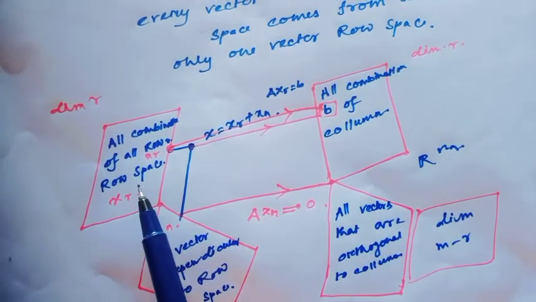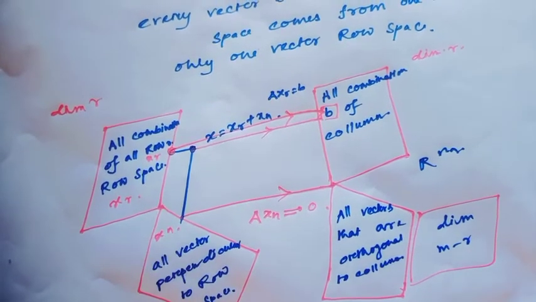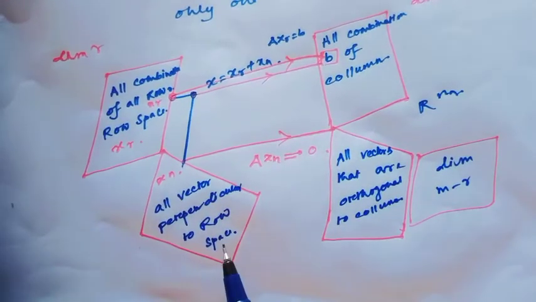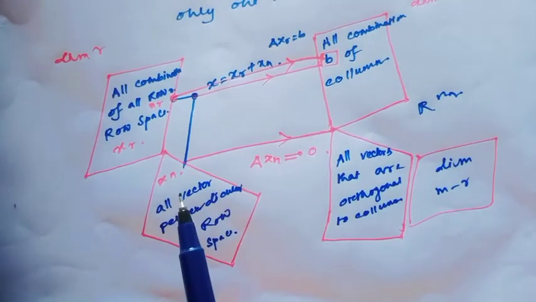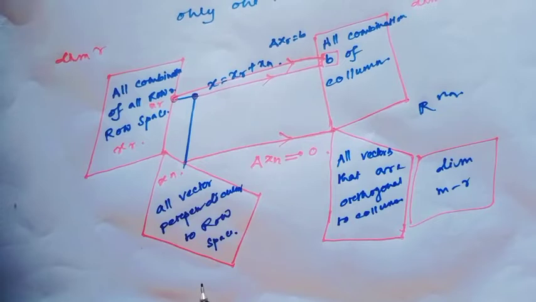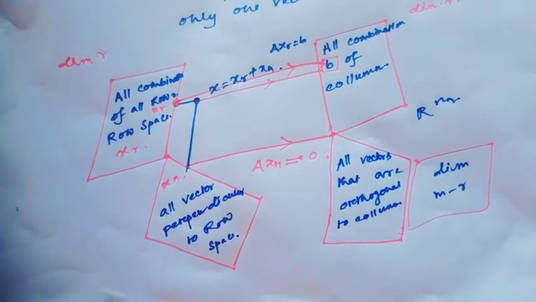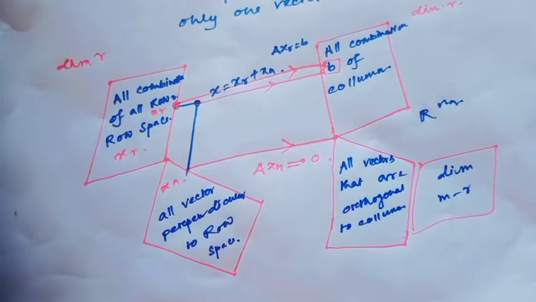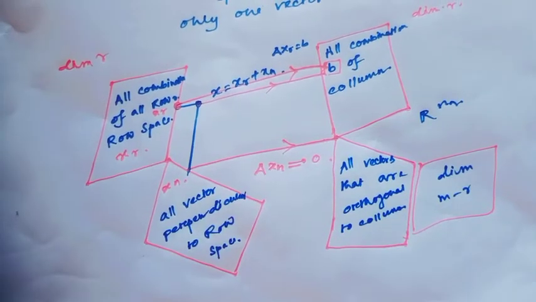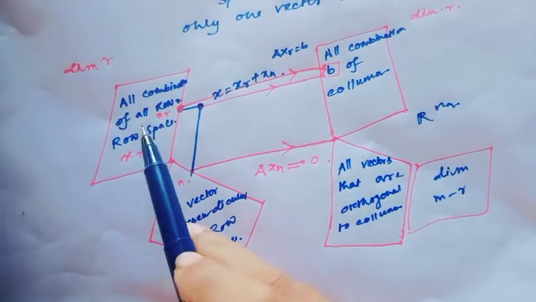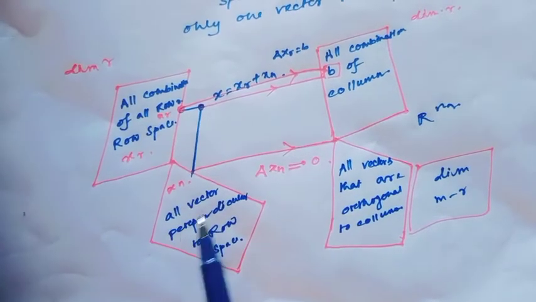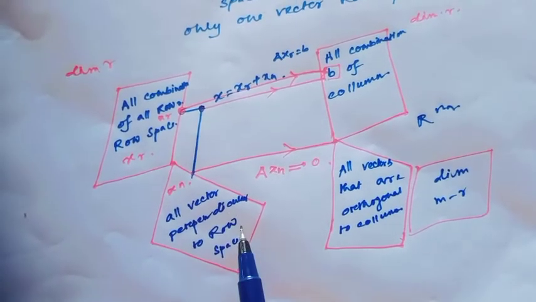If the dimension of the row space equals r, then obviously the dimension of the null space would be n minus r. This is the null space and this is the row space. Here, all of us know the null space is the orthogonal complement of the row space. That means all vectors here are perpendicular to the row space.